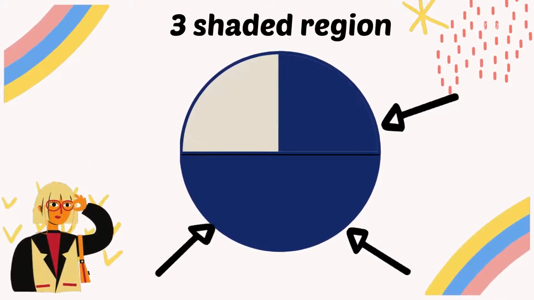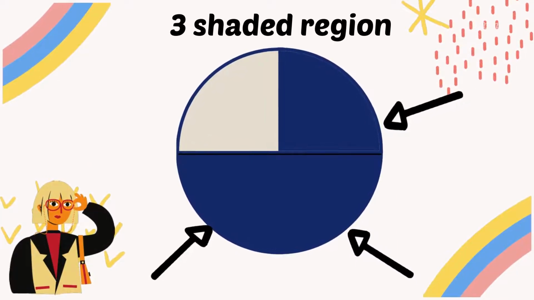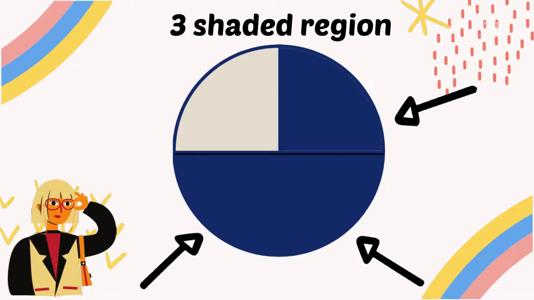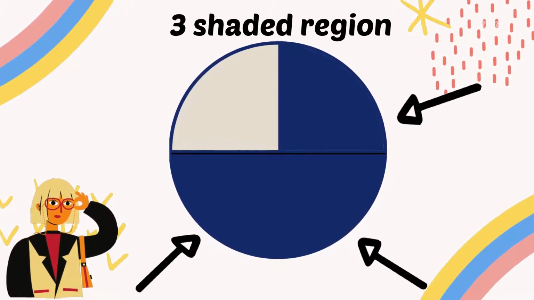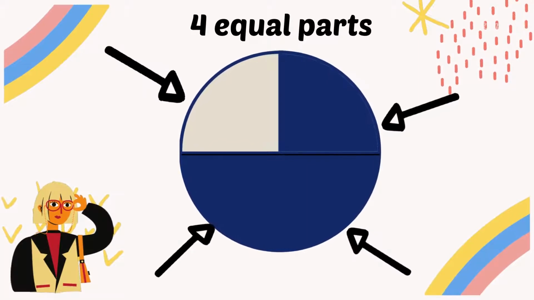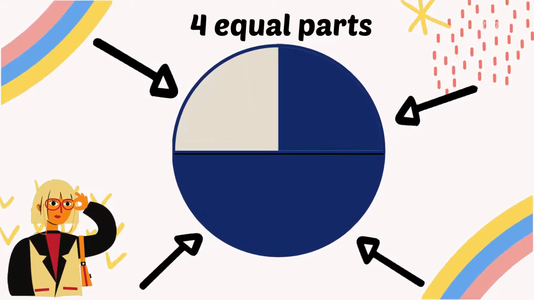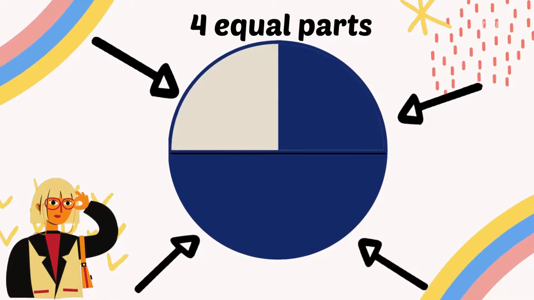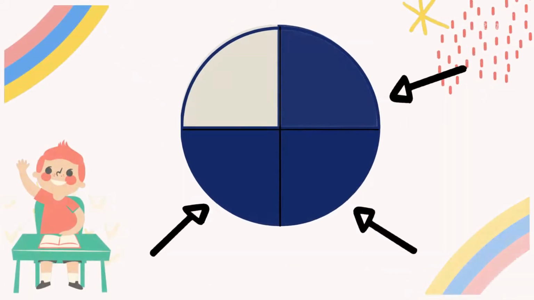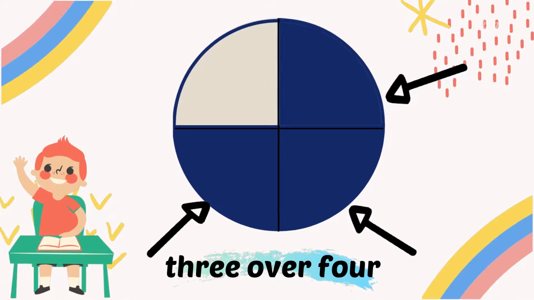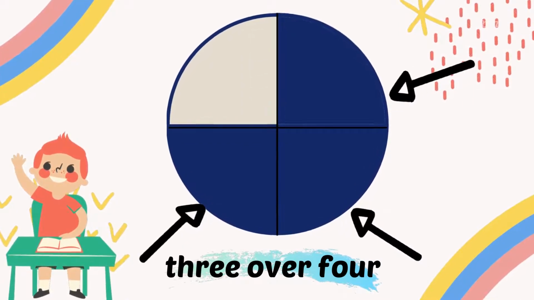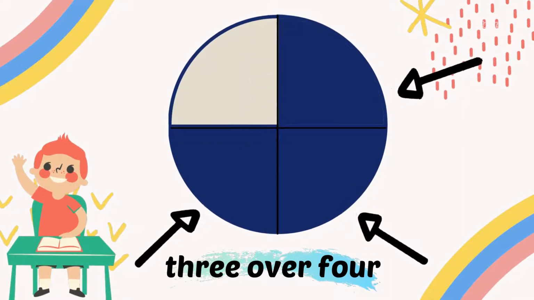Next. Now look at the picture. We have 3 shaded region. We have 4 equal parts. Can you guess what is the fraction for this one? Right, the fraction for this one will be 3 over 4.